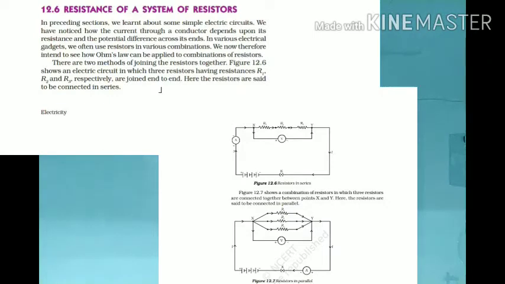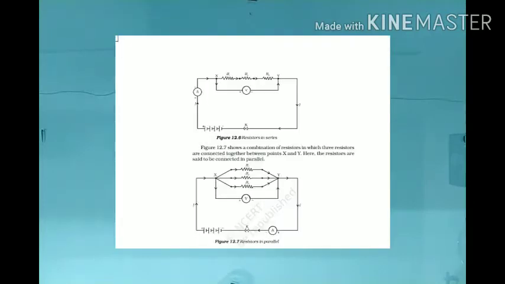So now our next topic is the combination of resistance, that is, how we can connect a number of resistors. There are two different types of combination as shown below, that is series combination and parallel combination. Now please look at the diagram. In the first diagram, resistors are connected in series, and in the second diagram they are connected in parallel.